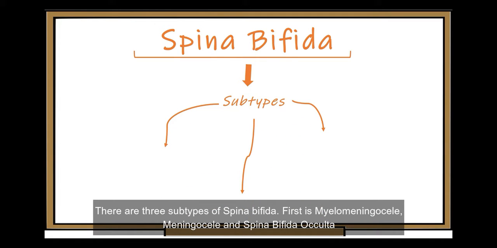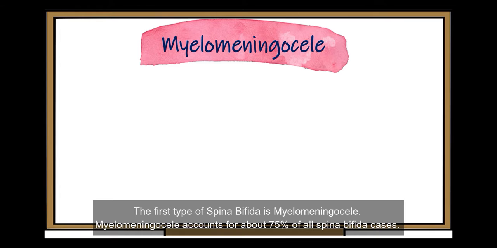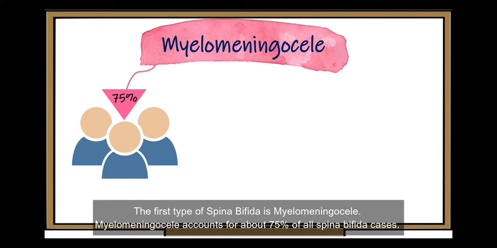There are three subtypes of Spina Bifida. First is myelomeningocele, then meningocele, and Spina Bifida occulta. The first type of Spina Bifida is myelomeningocele. Myelomeningocele accounts for about 75% of all Spina Bifida cases.